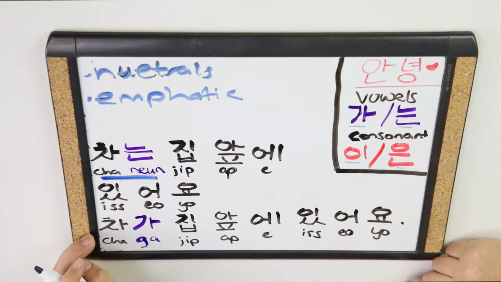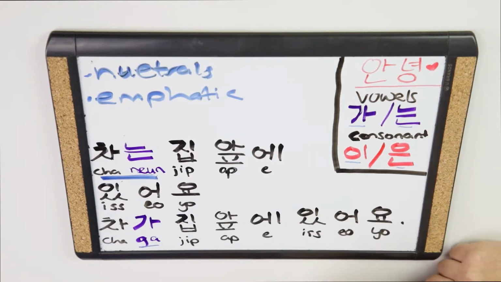Now here is the same thing. The only thing that is changed is ka from 는. So 차가 집 앞에 있어요. Meaning there is a car in front of the house. There isn't much emphasis. They just want to let you know, yeah, there's a car. But there's not really much importance to this car being in front of the house.